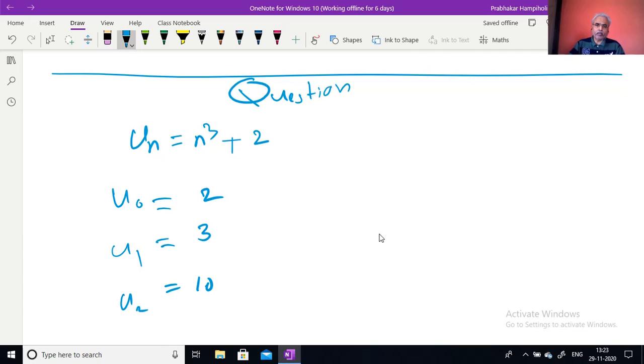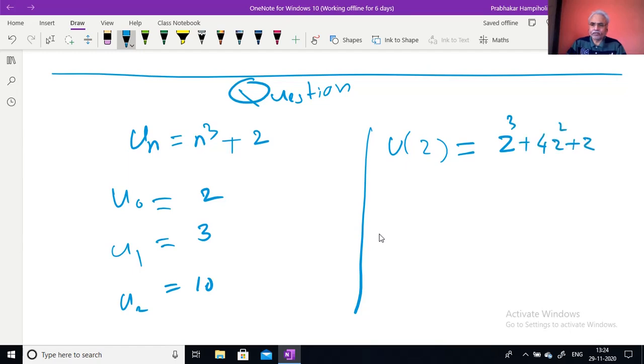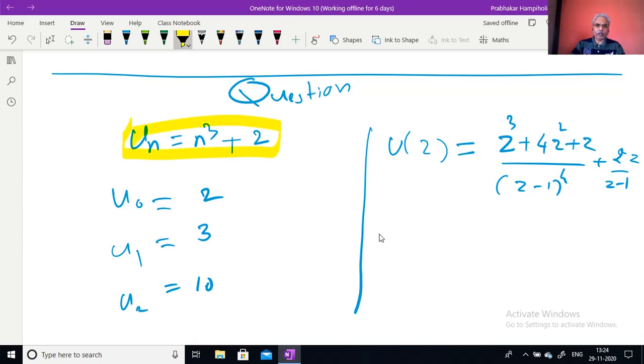Now suppose I write some z function. If I take the transformation, the corresponding z function is, say, (z cube plus 4z square plus z) upon (z minus 1) raised to 4, plus 2 upon 2z by (z minus 1). The question is: suppose you don't know this part, read carefully, you don't know this part, but you know the corresponding z part. Can you come from here to here directly?